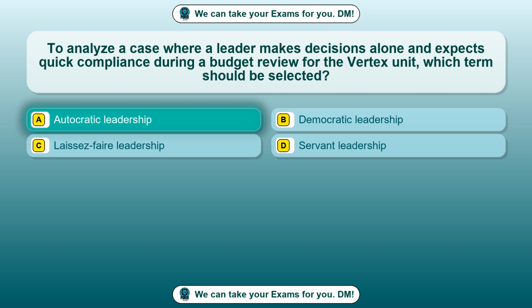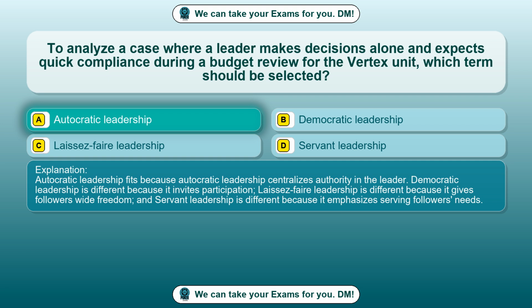Autocratic leadership. Autocratic leadership fits because autocratic leadership centralizes authority in the leader. Democratic leadership is different because it invites participation. Laissez-faire leadership is different because it gives followers wide freedom, and servant leadership is different because it emphasizes serving followers' needs.